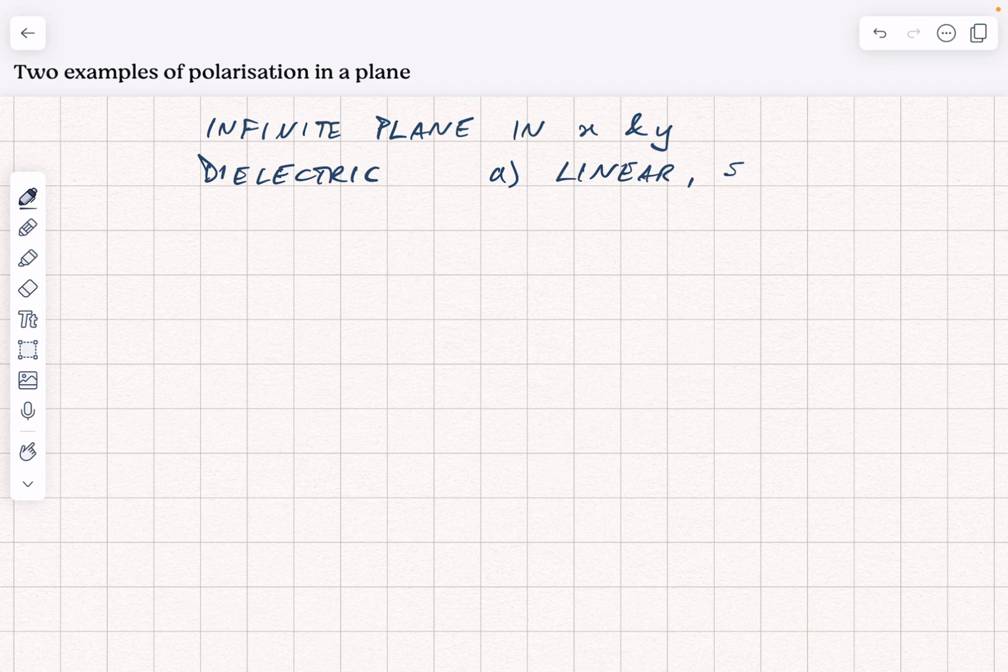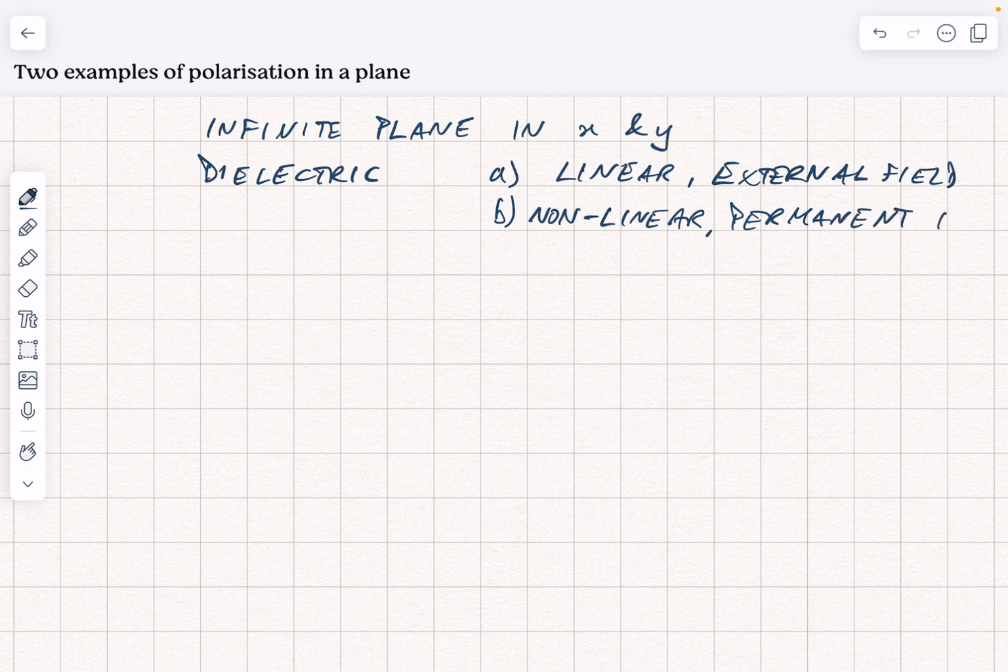Okay, external field. In other words, we're applying a field to that system. And in the second case, it's going to be a nonlinear dielectric where there's a permanent polarization. It's going to be the same geometry for both cases.